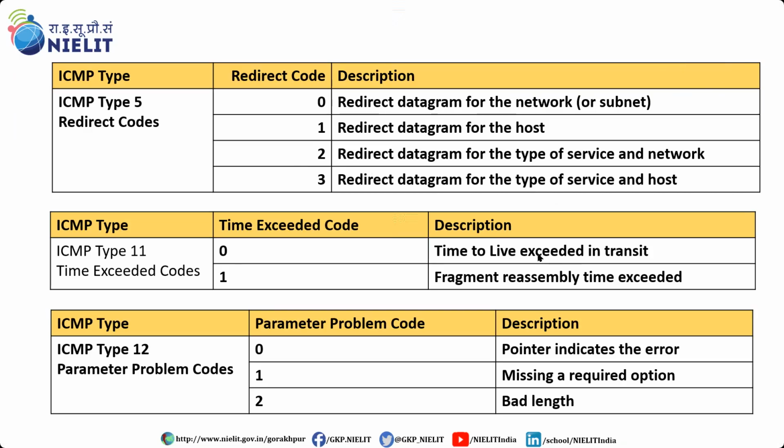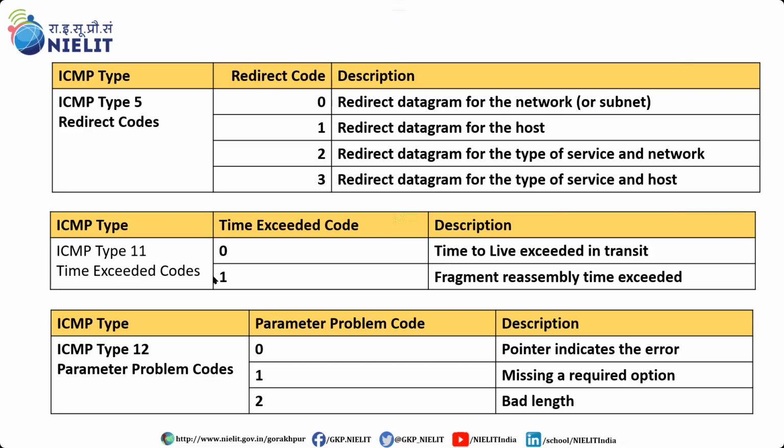TTL exceeded in transit means we have sent a packet with an insufficient amount of TTL value. Every time a packet crosses a router, the router decrements the TTL value by 1. So it might be possible that after reaching a particular router, your TTL becomes 0. From that router, a special message will be originated and transmitted to the source machine: ICMP type 11 with code 0, meaning TTL expired in transit.